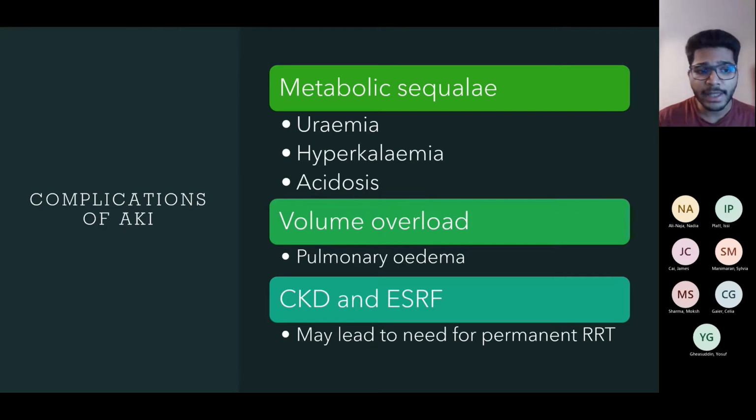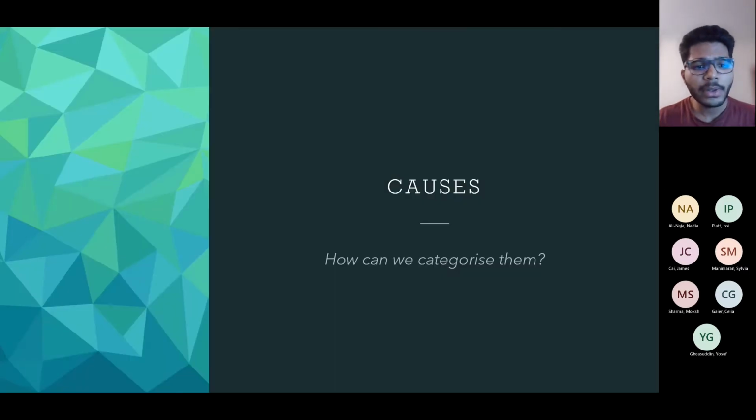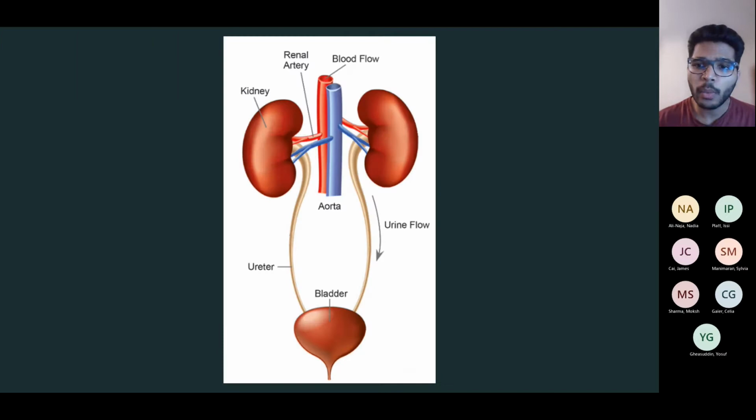And actually, ultimately, if an AKI is really bad or it continues for a really long time, the person's kidneys might not recover, and they could go into end-stage renal failure and require permanent renal replacement therapy, so things like dialysis. So now we're going to spend some time thinking about the causes of AKI. So does anybody know a way to categorize the different causes of AKI?